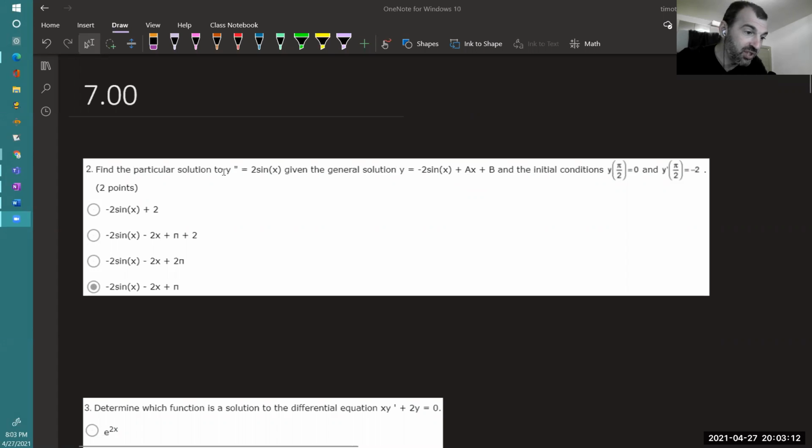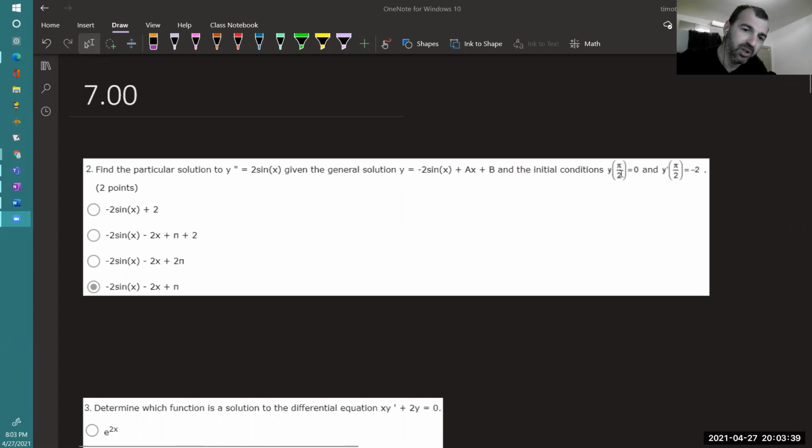Now, because this is a second derivative, that means we have to go back twice, backwards. We have to go backwards twice, or forwards, depending on which direction. In this case, they give us the particular. So I'm going to start with this guy, okay?